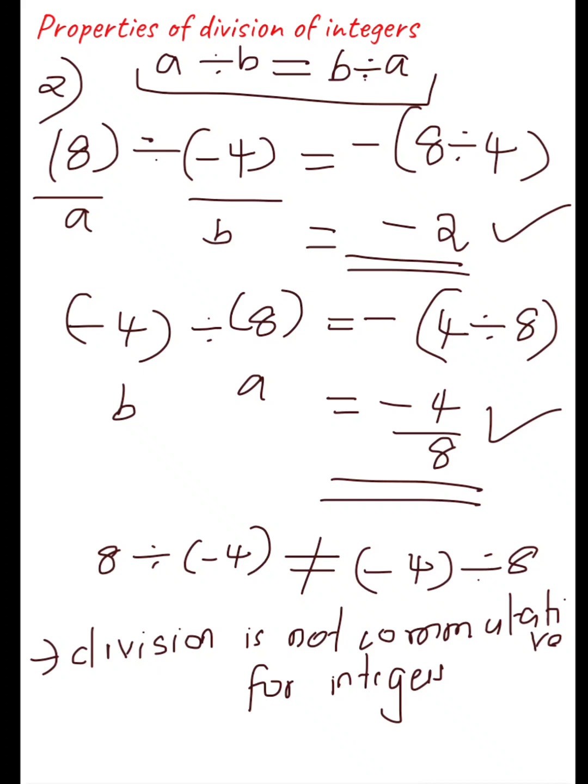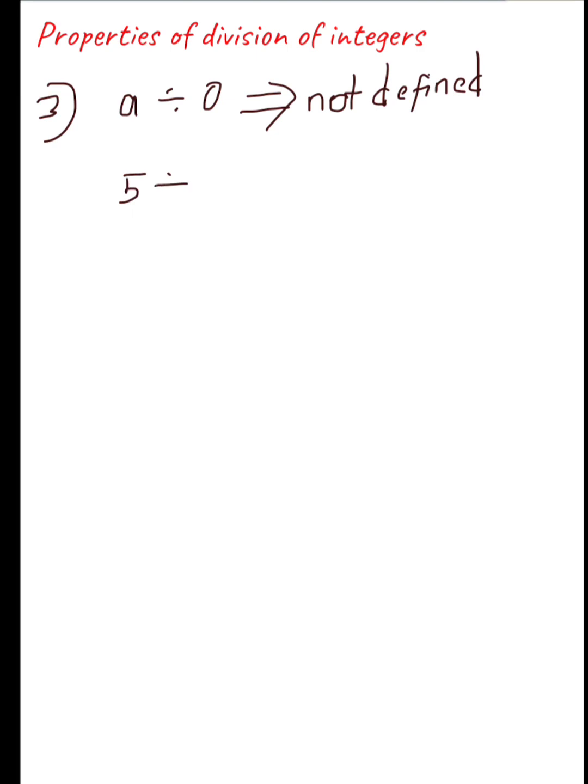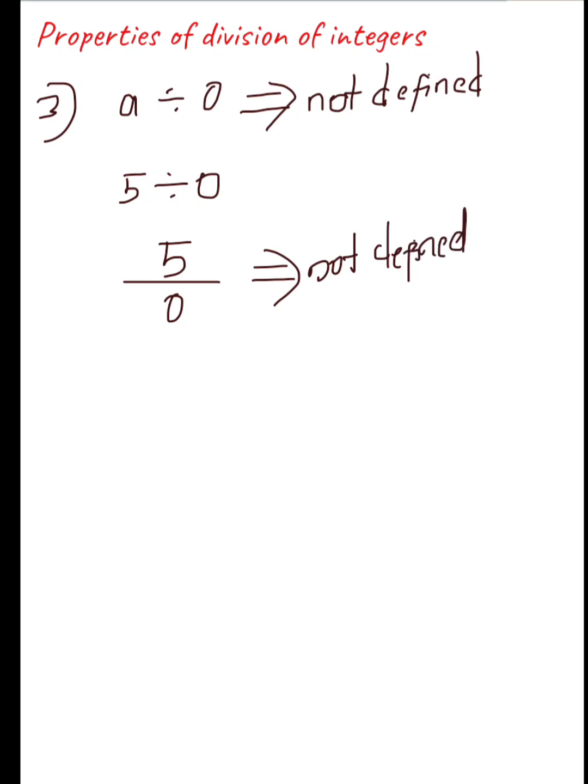Now let's discuss the third property. Third property says that suppose a is an integer and we do a divided by 0. Then what happens? a divided by 0 is actually not defined. We cannot define what a divided by 0 is. Suppose I am taking 5 and dividing it by 0. 5 divided by 0 means you can write it in this way also. So this is not defined. You can take any integer and you will see that it's not defined.